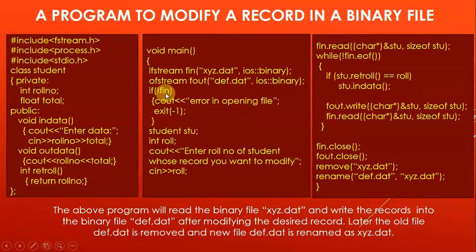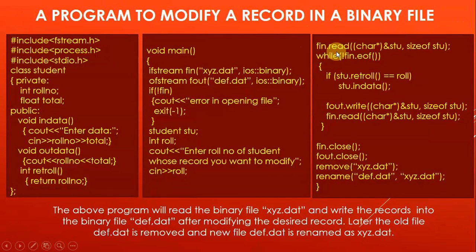Now I will check if not fin, that is, if the file which I am going to read does not exist, I will display an error in opening file and exit. Otherwise, I am creating an object of class student, and a variable roll in which I will ask the user to input the roll number whose record we want to modify. This roll number will be input using the cin statement.